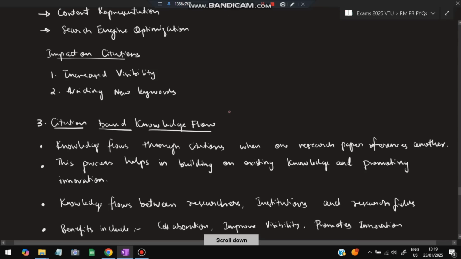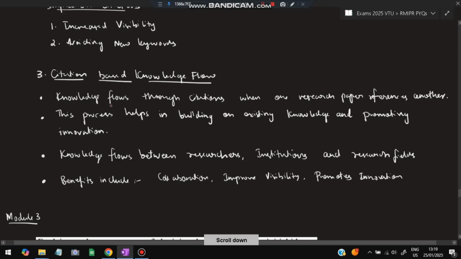The third thing they have asked is the citation-based knowledge flow. Knowledge flows from citations. When one research paper references another, knowledge flows between them, and this technique is called citation. This process helps in building on existing knowledge and promoting innovation. It builds on whatever existing knowledge is present with us, but builds an innovative solution on top of that. Knowledge flows between researchers, between institutions, and between research fields, and the benefits include collaboration, improved visibility, and promoting innovation. Okay, these are the benefits of citation.